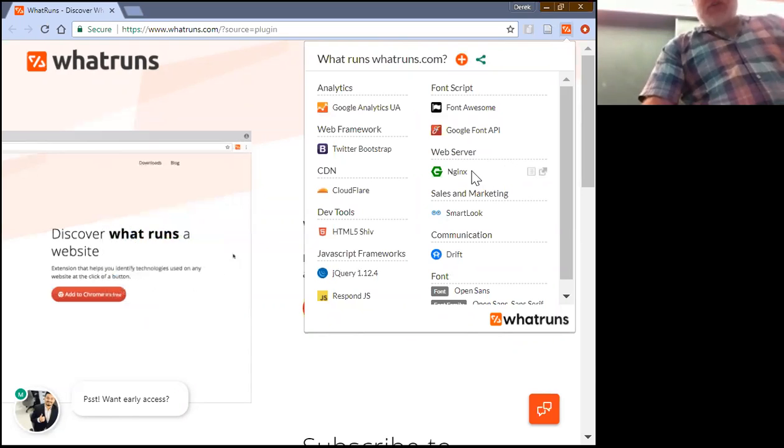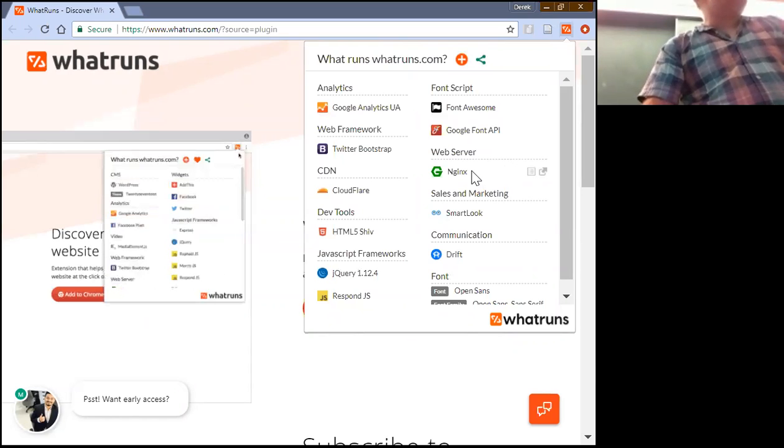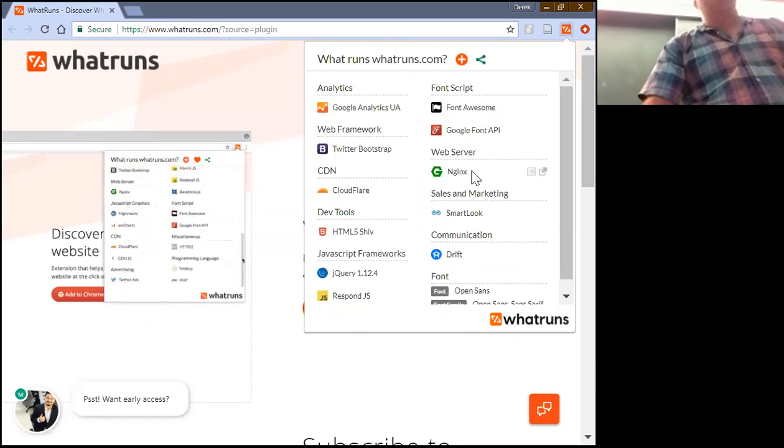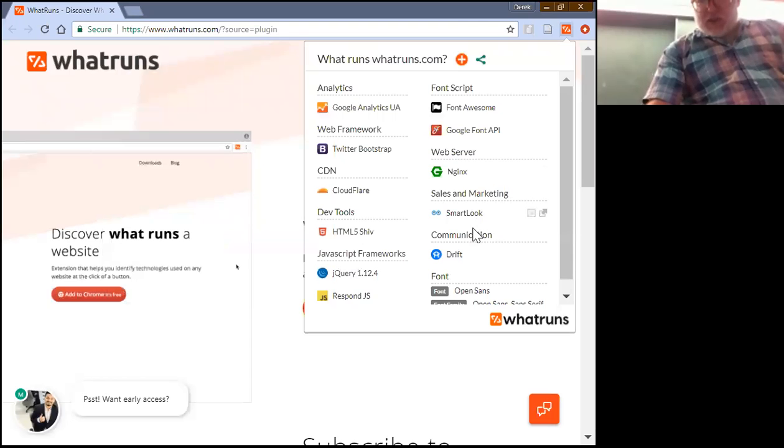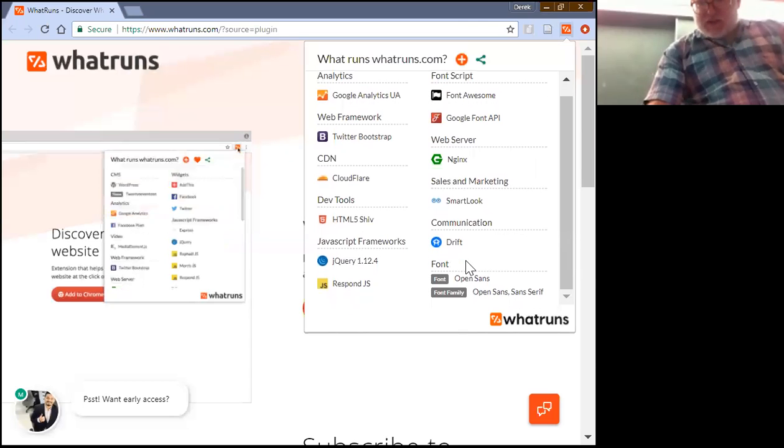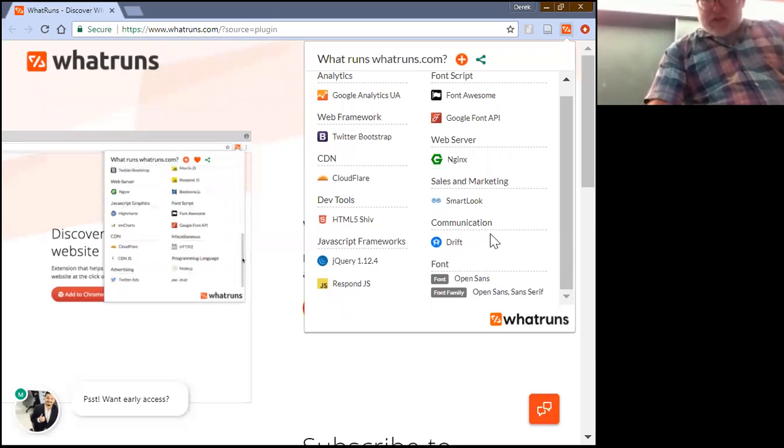We talked about web servers the first day. Nginx is one of the two major web servers. We had Nginx as the one I actually prefer, and then Apache is the other one that is the most common one out there. I don't know what SmartLook is. I don't know what Drift is, and then we have a couple more fonts in here.